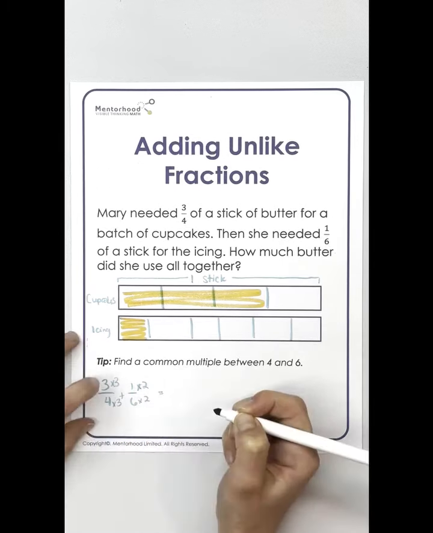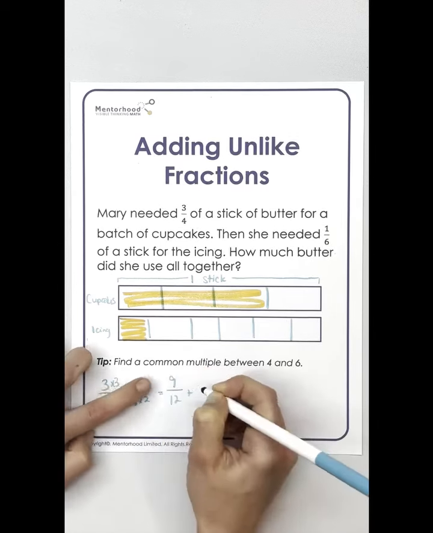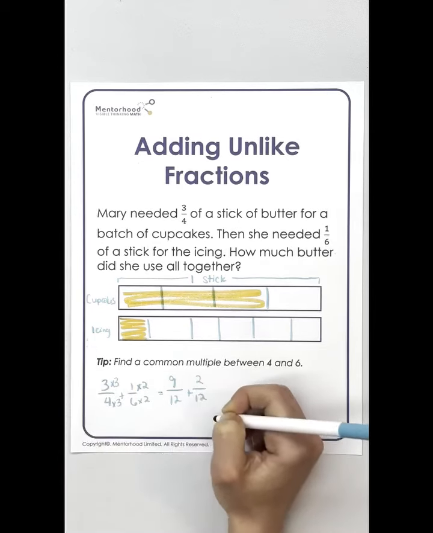Now let's rewrite our question. 3 times 3 is 9. 4 times 3 is 12. Plus 1 times 2 is 2. 6 times 2 is 12. Great, now they are both over 12. Now what does this look like?